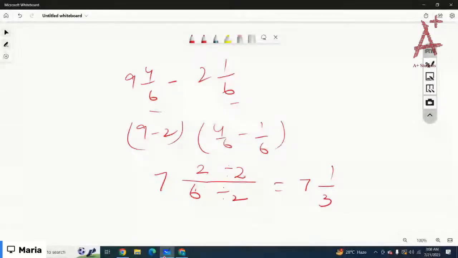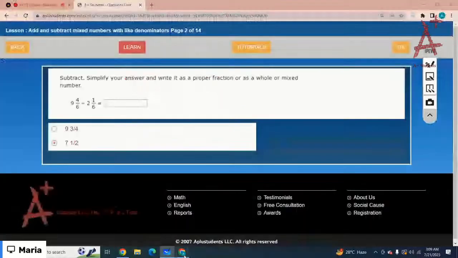4 minus 1 is 3, not 2. You can divide it by 3. So 3 divided by 3 is 1 and 6 divided by 3 is 2. So the correct option is 7 whole 1 over 2.